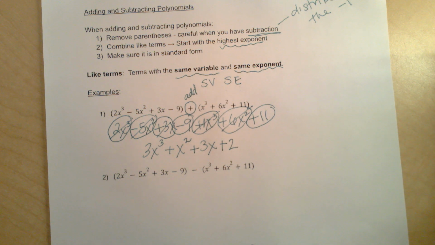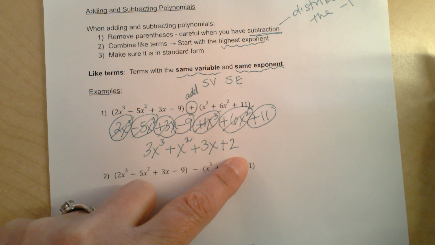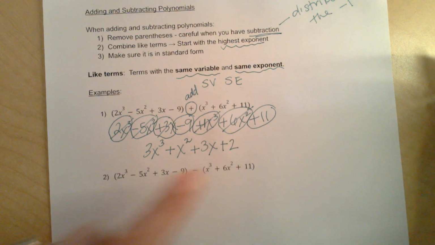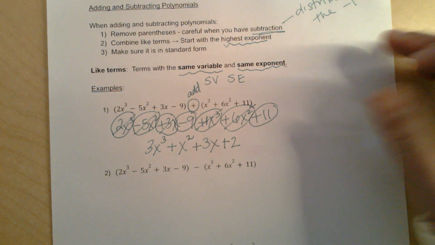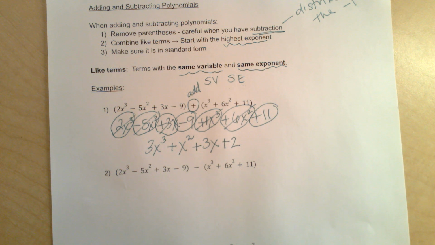Okay, and let's just check to see if it's in standard form. 3, 2, 1, and no exponent here. So it is in standard form. I don't need an f of x. We're just doing expressions right now, so I don't need an equal sign or anything. And that has been addition.